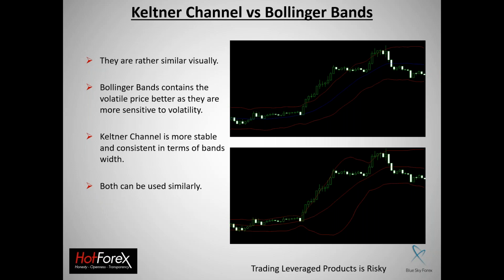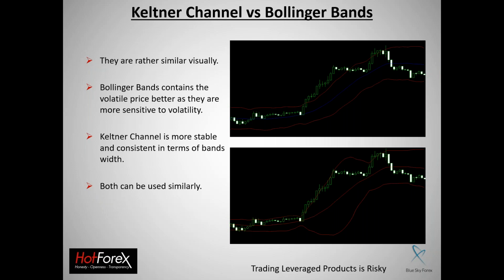Now, one big difference between the Keltner channels and the Bollinger Bands is that the Bollinger Bands are more sensitive to volatility and immediate price movements. And thus they contain the price within their range a bit better than Keltner channels do. However, the Keltner channels themselves, you can see, are more stable and consistent in terms of the bands' width and how the bands move.